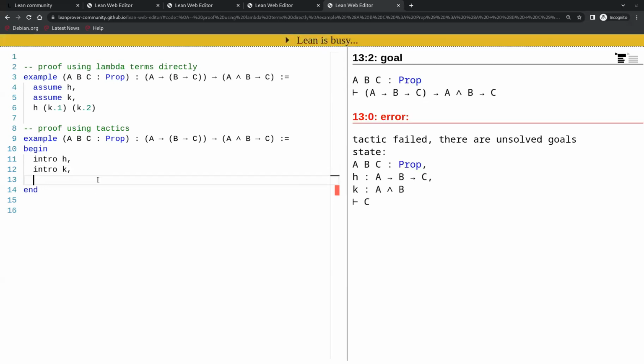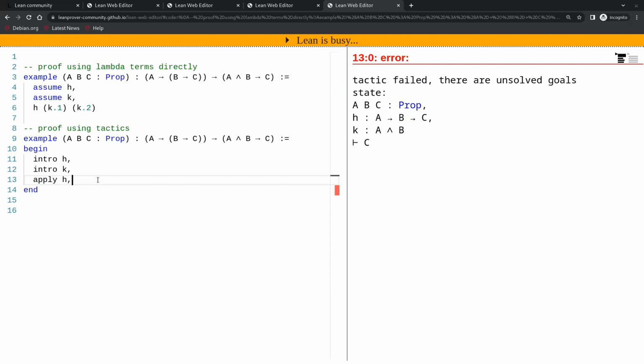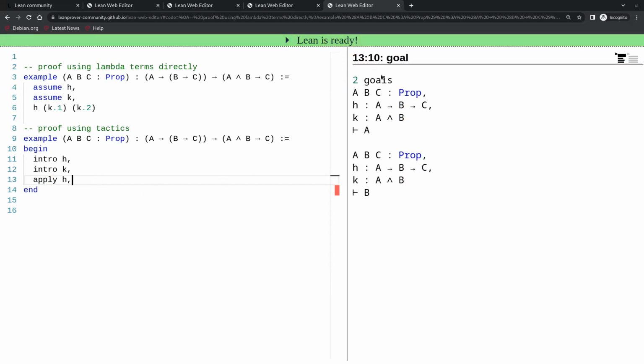And this is simply done with the keyword apply. And when we apply H, we see that two subgoals are created. One is to prove A, and one is to prove B. And these A and B correspond to these two inputs here of H that H needs in order to produce an element or a proof of C. So this A here corresponds to this A here, and this B here corresponds to this B here.